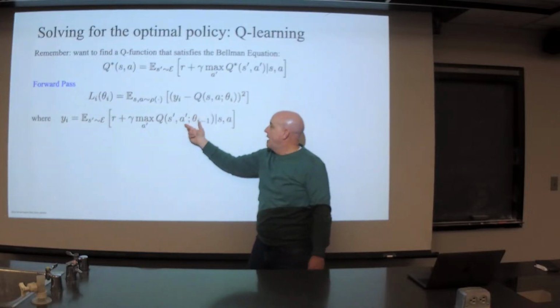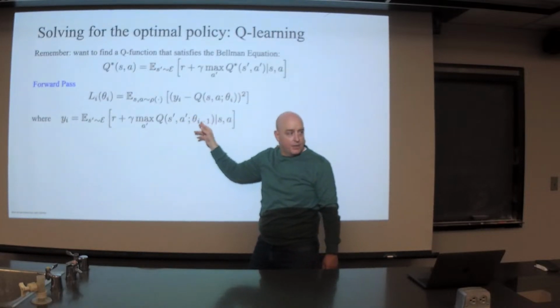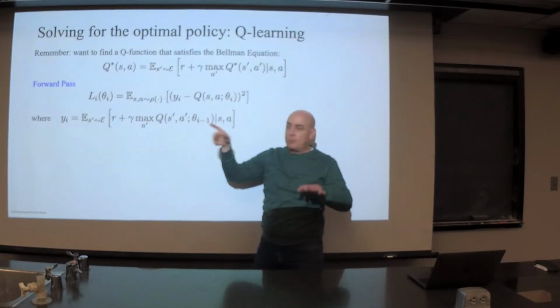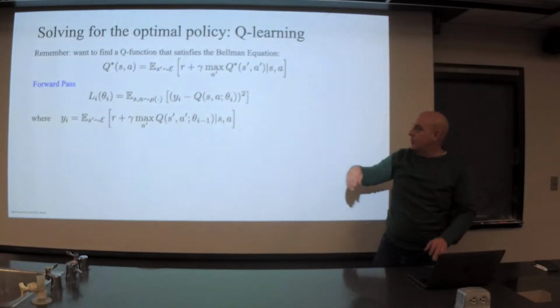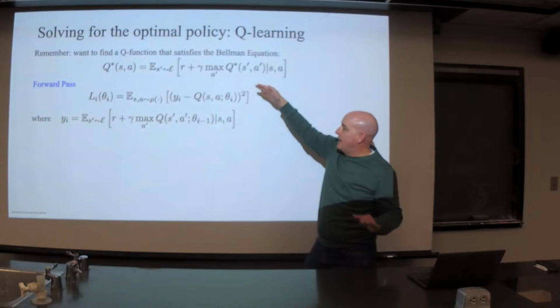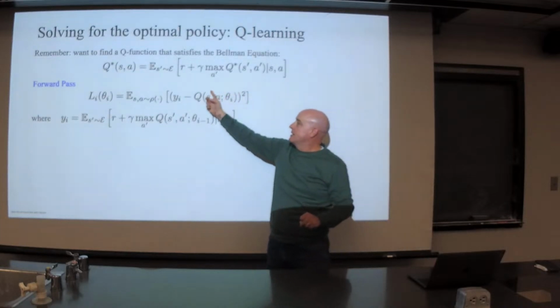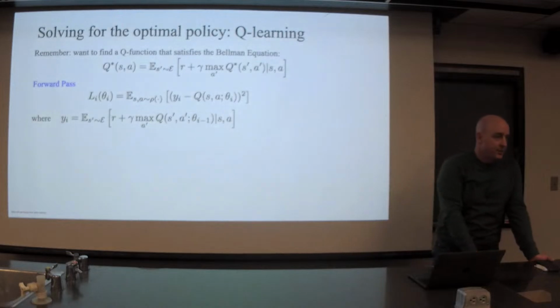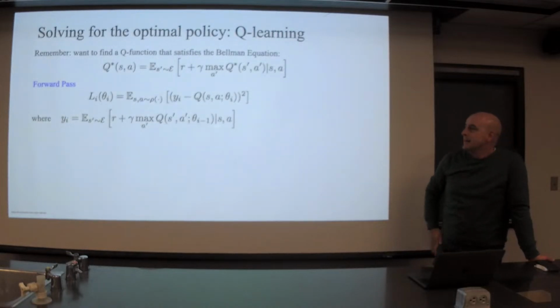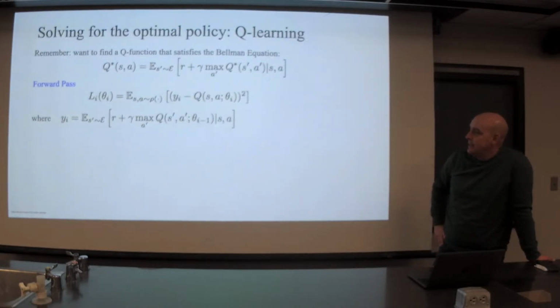And notice that we have the parameters here from the previous iteration, or from the previous mini batch. The way we're going to get an update is by computing this loss, taking the gradients, and updating the parameters. Does that make sense?